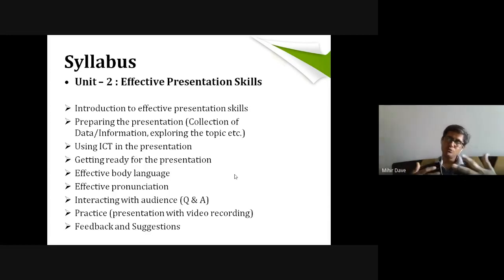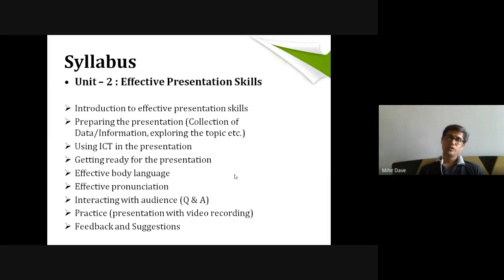Broadly speaking, there'll be 2 stages: something you do before you go to the stage and something you do after you go to the stage for presentation. So those aspects we are going to discuss. Effective body language and pronunciation would be part of what you do when you are on stage, like what kind of body language you should have and what kind of pronunciation you should take care of. All those things would be part of unit number 2.